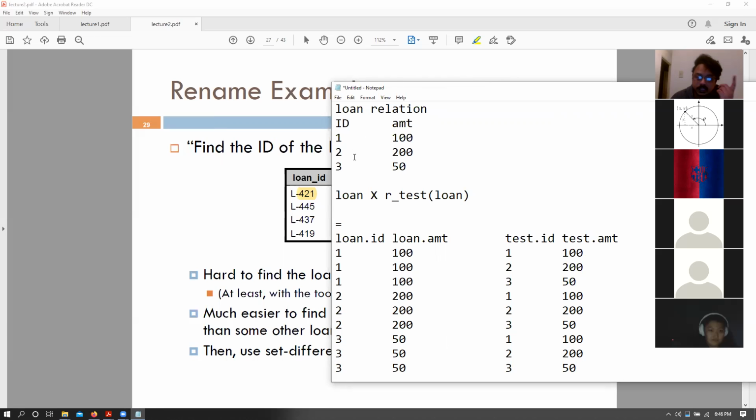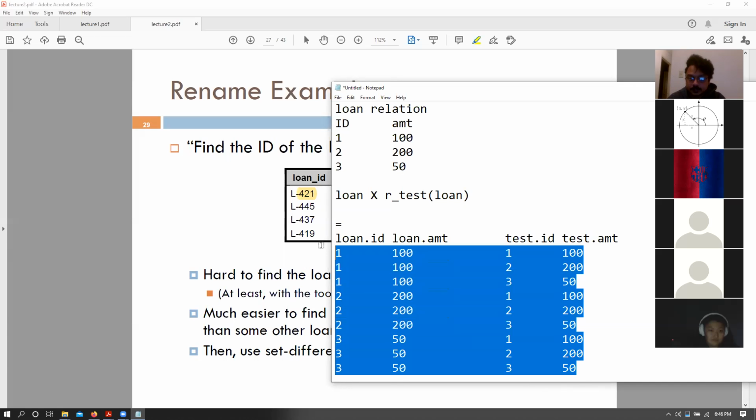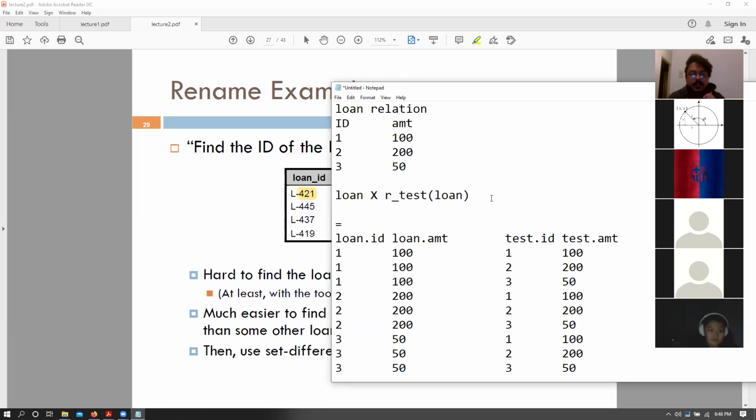So we have 3 tuples for each. So the resultant number of tuples should be 9, 3 times 3. That is the number of tuples we have here. Does everyone agree that this is the Cartesian product of this table when the product is performed on itself?